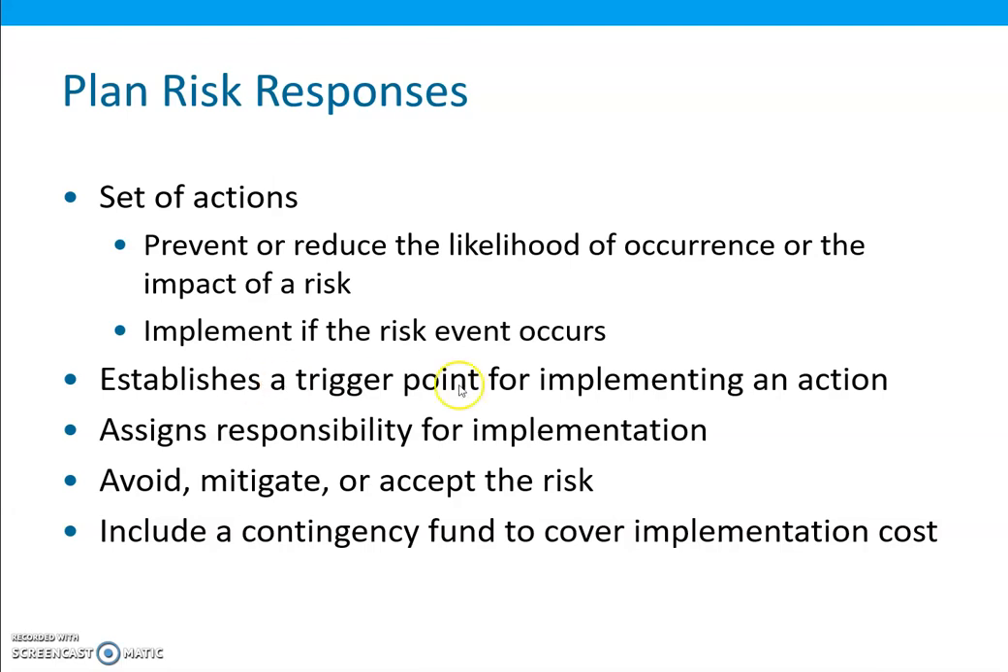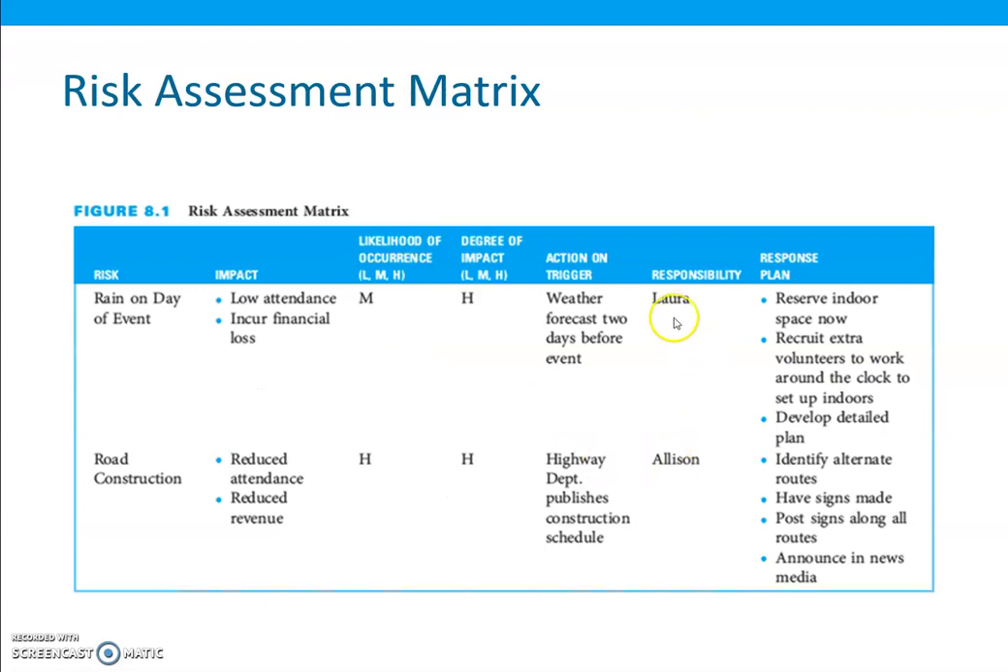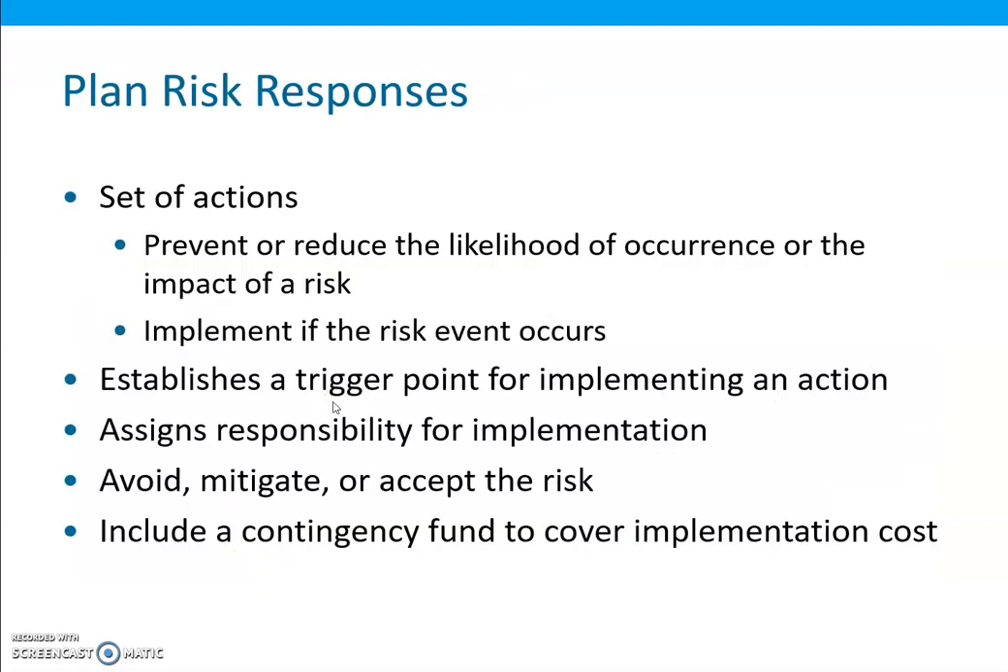A risk response plan, and actually, we have discussed some of the features of this, is a defined set of actions to prevent or reduce the likelihood of occurrence or the impact of a risk, or to implement if the risk event occurs. Risk response planning involves developing an action plan to reduce the likelihood of occurrence or potential impact of each risk, establishing a trigger point for when to implement the actions to address each risk, and assigning responsibility to specific individuals for implementing each response plan.